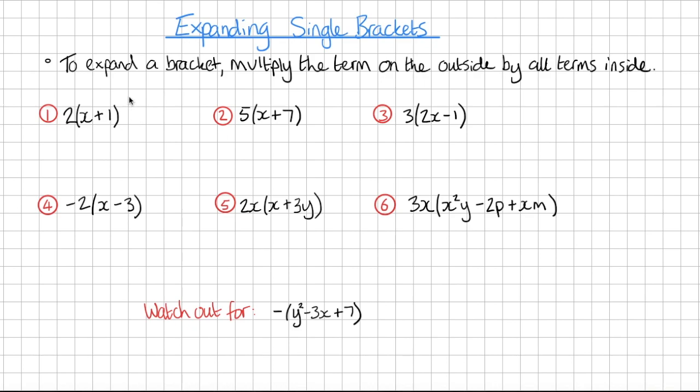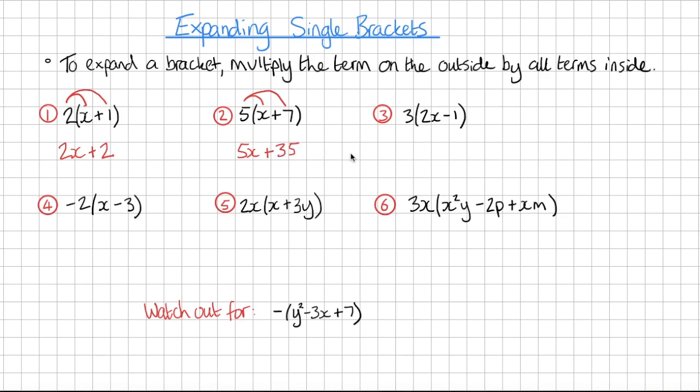So what I'm going to do is draw lines to show what I'm multiplying together and then write the answer underneath. So 2 multiplied by x is 2x, and then I need to do 2 multiplied by 1, which is 2. It's a positive 2, so I'm going to put plus 2, okay? If it was negative, I would write negative. So let's have a look at the next example. 5 multiplied by x gives me 5x. And then I need to do 5 multiplied by 7, which is positive 35.